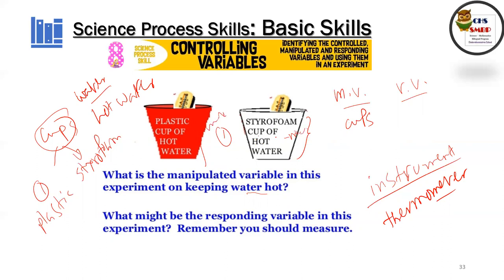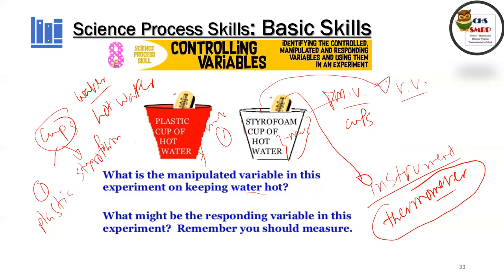Now you have hot water in both cups, right? Now what would you like to check? You would like to check how long the water stays hot, right? Which one can keep the water hot for a long time? And how do you check that? You will check the heat with a thermometer. So a thermometer is an instrument. Cups will be the manipulated variable. And the temperature or heat will be the responding variable.